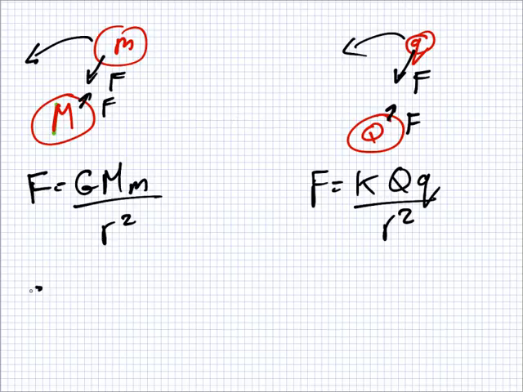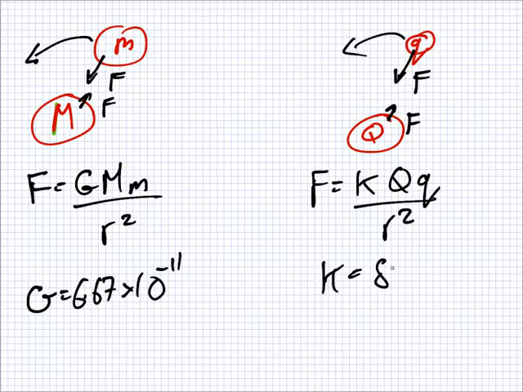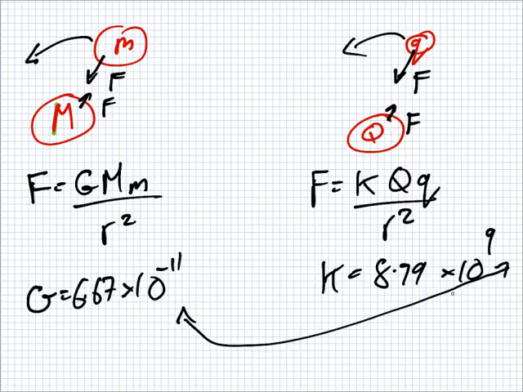But the big difference here is G is 6.67 times 10 to the minus 11, and here k is 8.99 times 10 to the 9. If you compare the difference, that's like a 10 to the 20 difference. It's a huge difference. So my point is, this force is much, much, much stronger than this force. The force between charges is stronger than the force between masses.